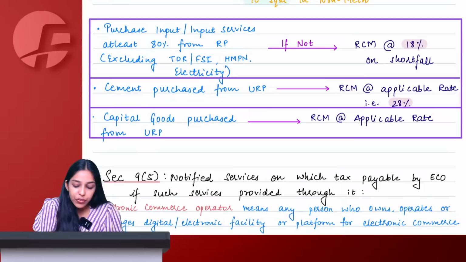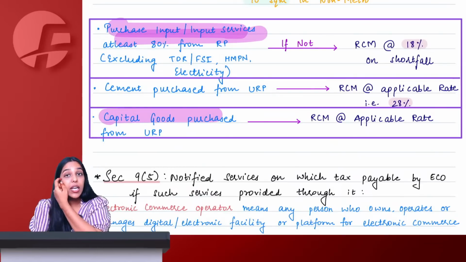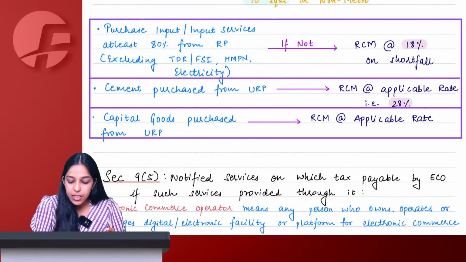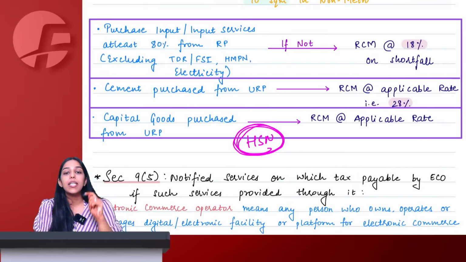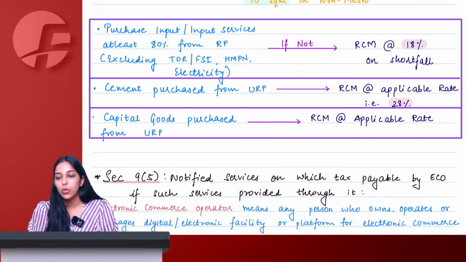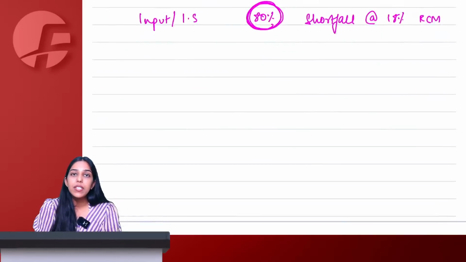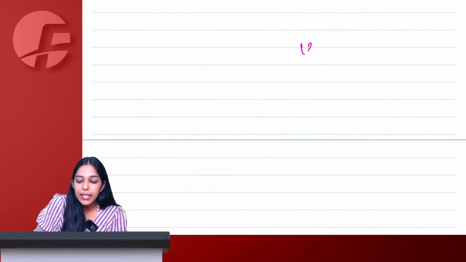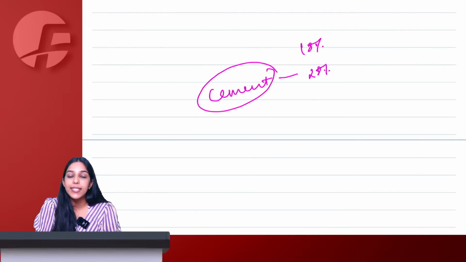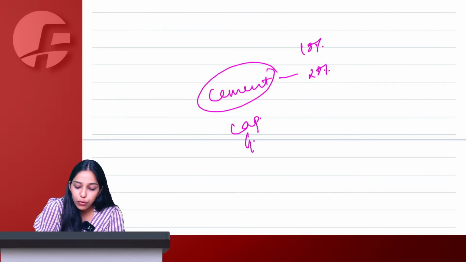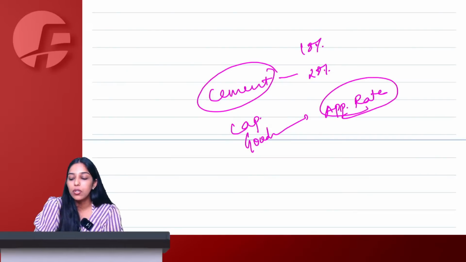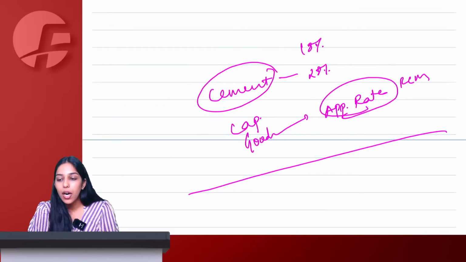If you are purchasing any capital goods, this was about input services. If you are purchasing even 1 rupee of capital goods from an unregistered person, then according to the HSN code, whatever is the rate of GST applicable on these capital goods, that same rate of GST you will have to discharge under RCM also. So we will say input services at least 80% from RP, otherwise 18% RCM. Cement fully from a registered person, otherwise 28% RCM. And capital goods also fully from a registered person, otherwise according to the HSN code, whatever actual applicable rate is there on those capital goods, that you have to pay under reverse charge mechanism.